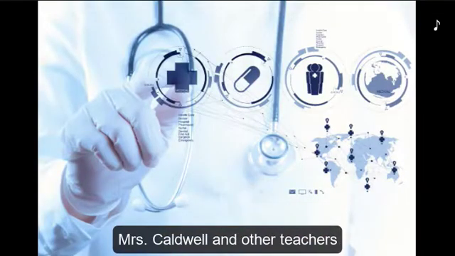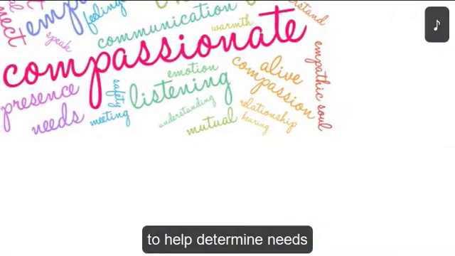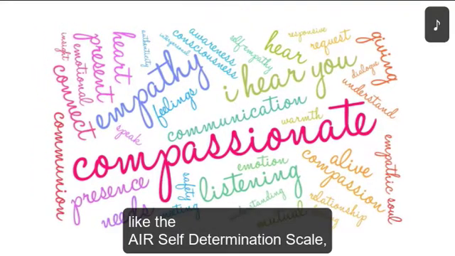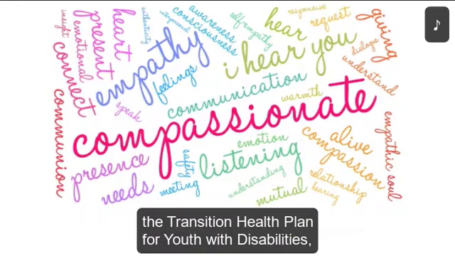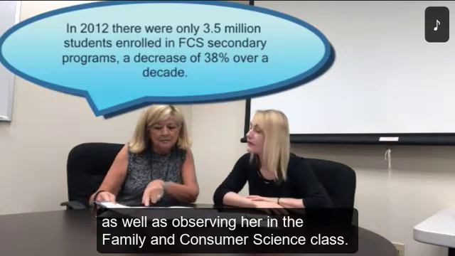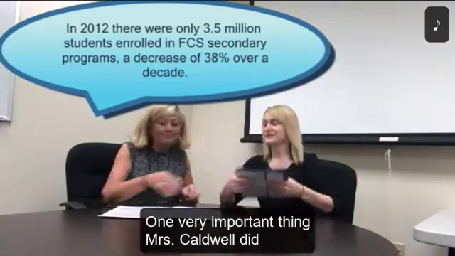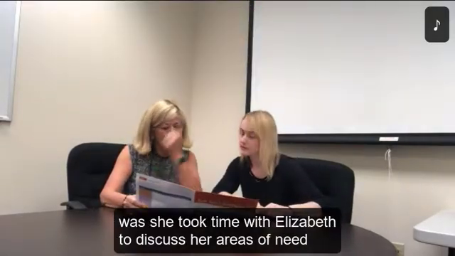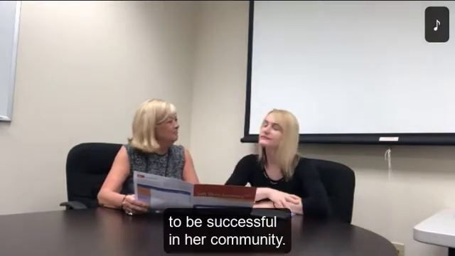Mrs. Caldwell and other teachers had given a variety of assessments over the years to help determine needs, and this year Mrs. Caldwell gave more, like the AIR self-determination scale, the financial literacy inventory, the transition health plan for youth with disabilities, as well as observing her in the family and consumer science class. One very important thing Mrs. Caldwell did was she took time with Elizabeth to discuss her areas of need to be successful in her community.